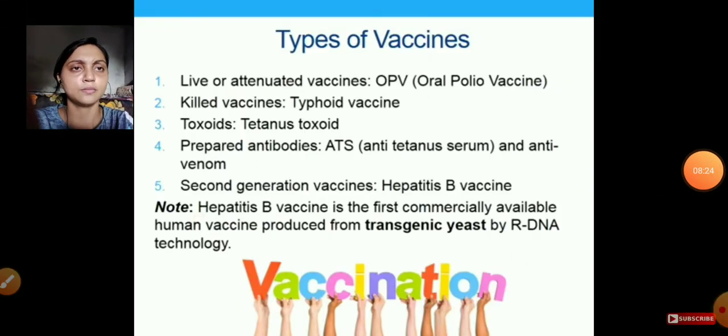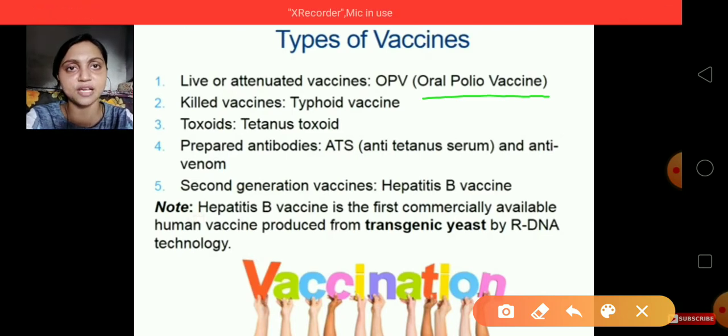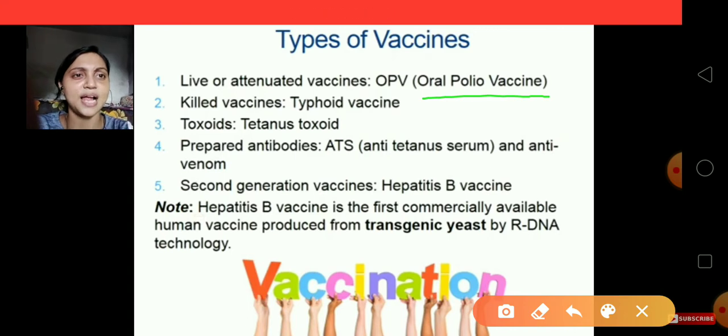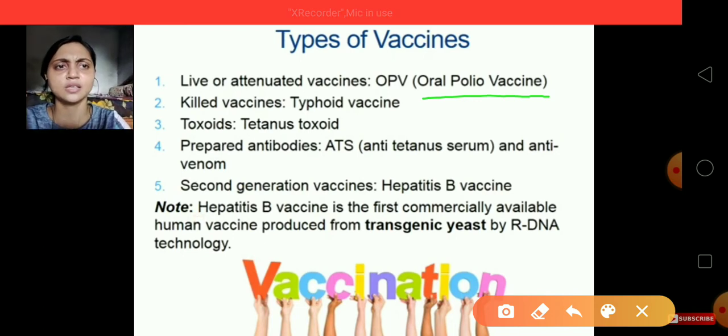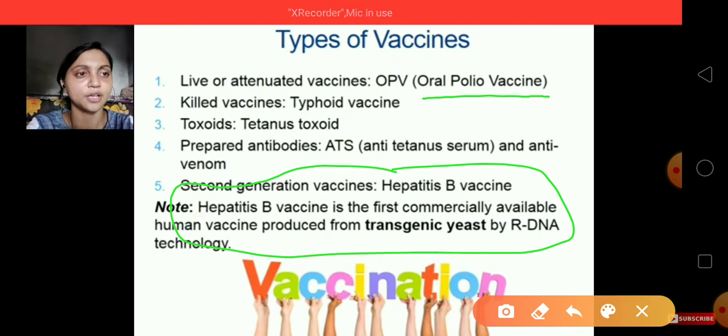So students, this is the chart of various types of vaccinations. Normally in OPV we are using attenuated pathogens, means a smaller dose of pathogens. In typhoid we are using killed pathogens. In tetanus we are using toxoids, and we will be discussing what toxoids mean. And in tetanus we are also using prepared antibodies, that is why tetanus falls under passive immunity. And hepatitis B is a second generation vaccination. This we will be discussing in the biotechnology chapter.